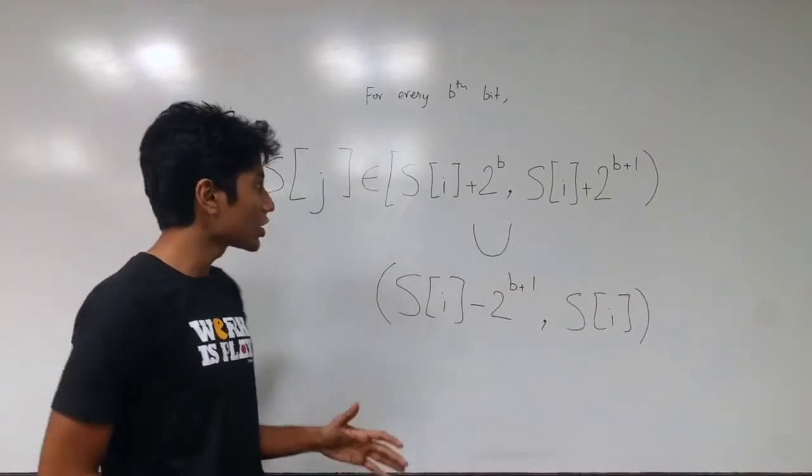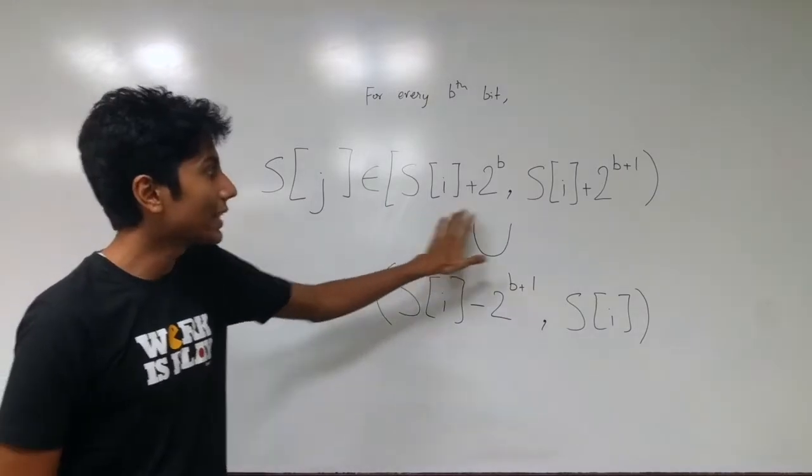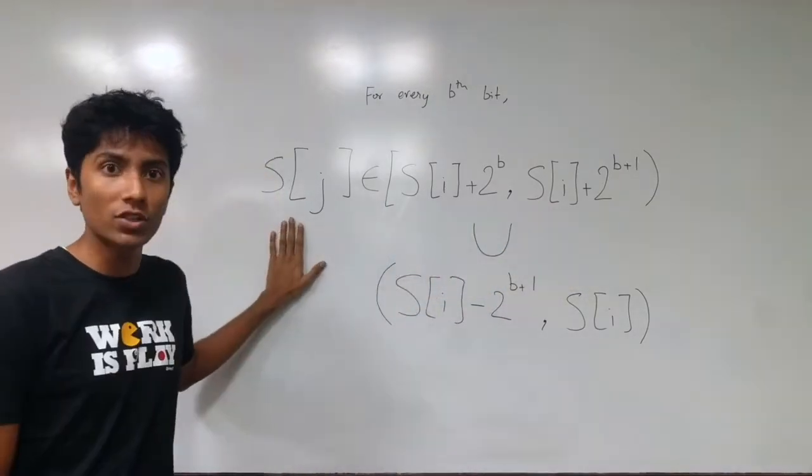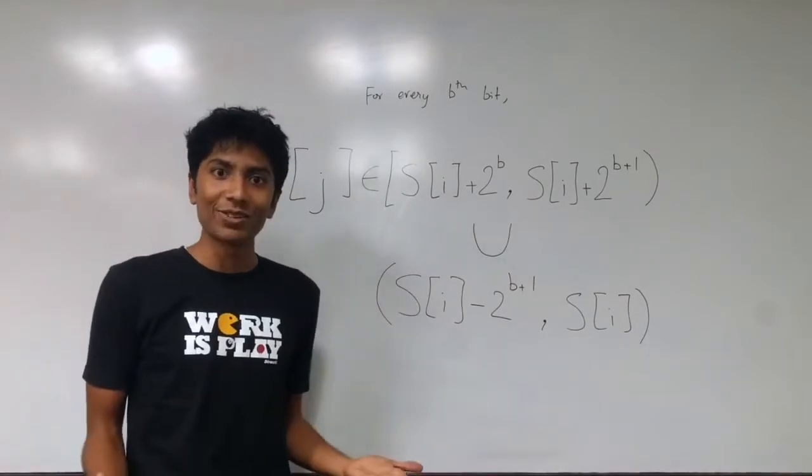So in the last part we saw how we came to this conclusion that for any S of I, we can find the range for which the corresponding S of J's will be. If you haven't seen the first part, you definitely should because this won't be making any sense otherwise.